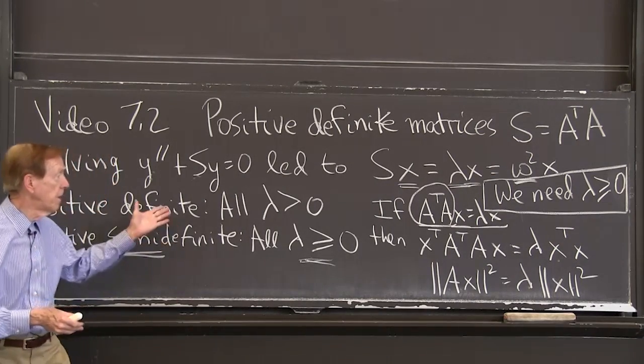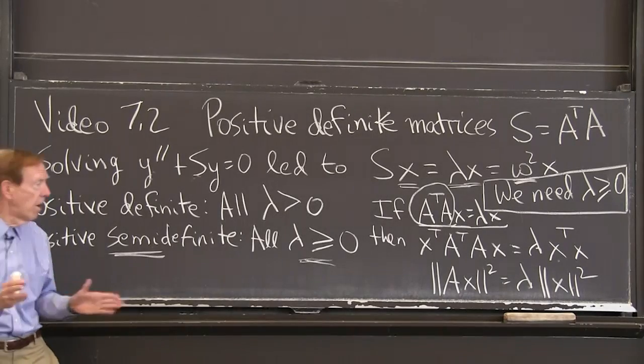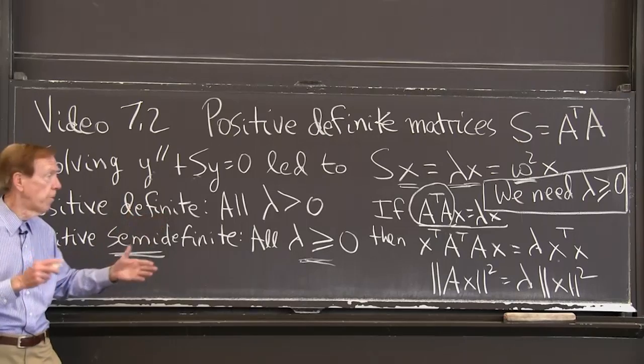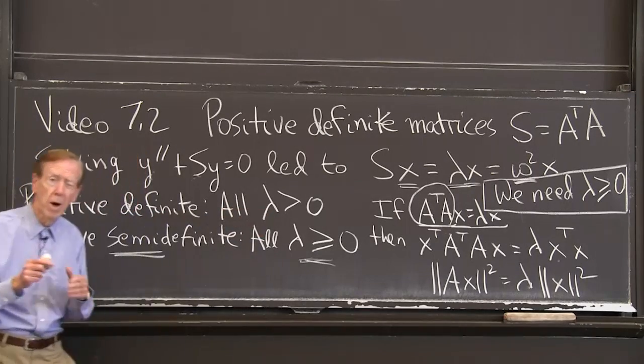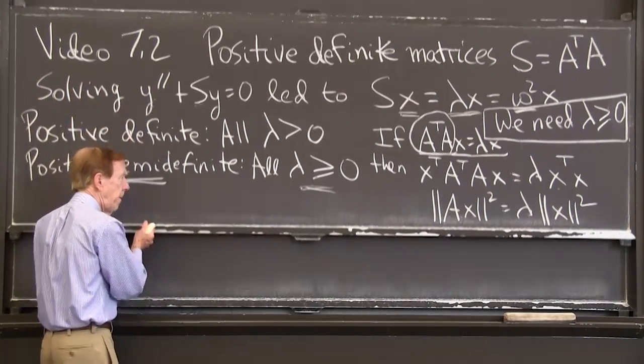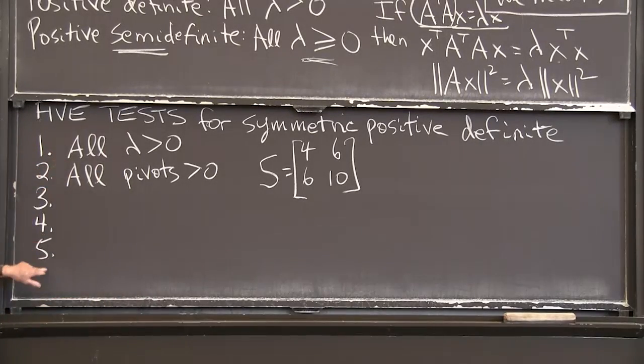So how can we tell that all the eigenvalues are positive? Well, we only want to know their sign. We don't have to know what they are. We don't need the number. We just want to know, is it a positive number? And there are several neat tests. Can I show you them? I'm going to have 5 tests, 5 equivalent tests. Any one of these tests is sufficient to make the matrix S positive definite.